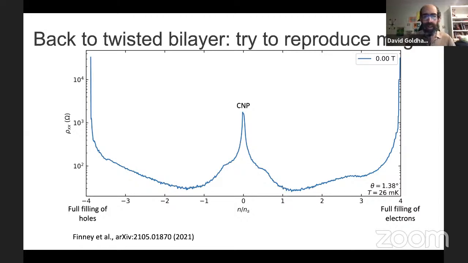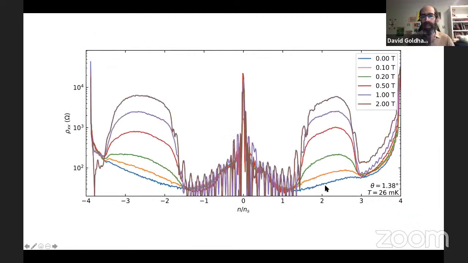But now we can turn on a magnetic field. And here's what happens when we turn on a relatively modest magnetic field, 1/10 of a Tesla all the way up through 2 Tesla. Now, first I should mention that this is a longitudinal resistivity, a measure of the scattering in the sample, not the Hall resistance. And secondly, this is on a log scale. So there's a lot going on, and I'll pick that apart.